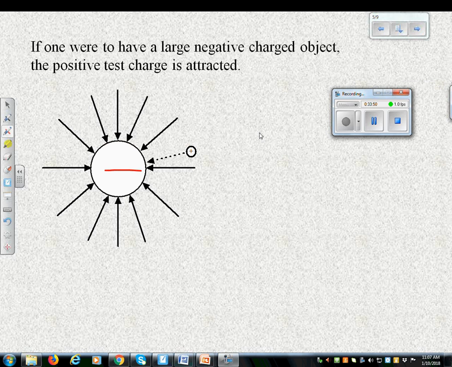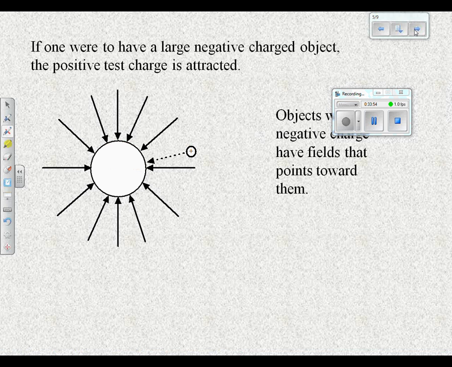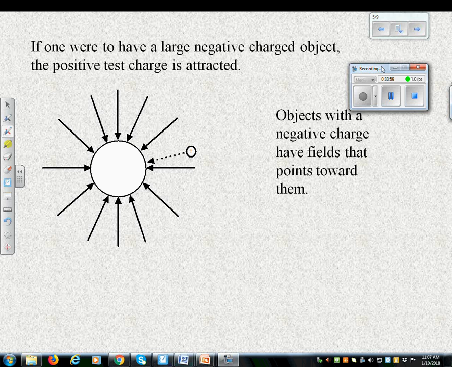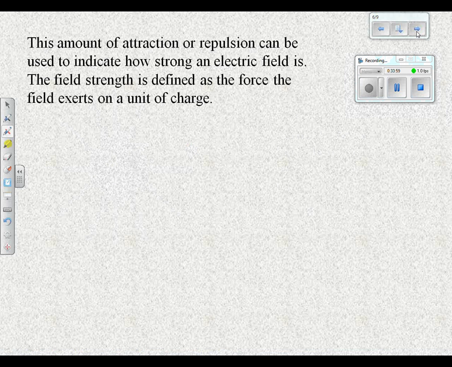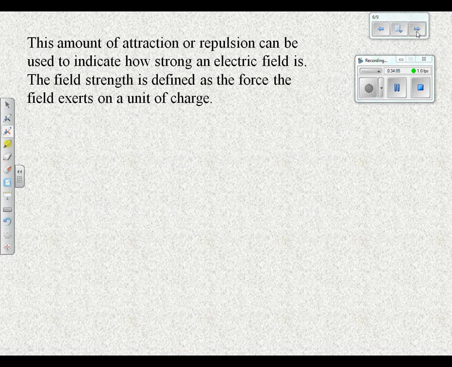You guys have these already, right? Objects with a negative charge have fields that point towards them. This amount of attraction and repulsion can be used to indicate how strong an electric field is. The field strength is defined as the force the field exerts on a unit of charge.